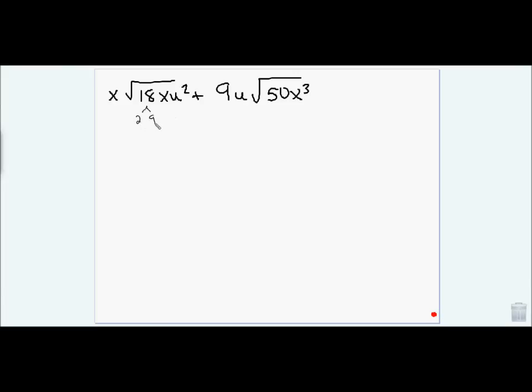18 is 2 times 9, and 9 is a perfect square. This x has no exponent, so I can't do anything with that. I can divide this 2 by 2, which gives me a 1. Here I have 50, which is 2 times 25, and 25 is a perfect square. I can divide this 3 by 2, which gives me a 1 with a remainder of 1.